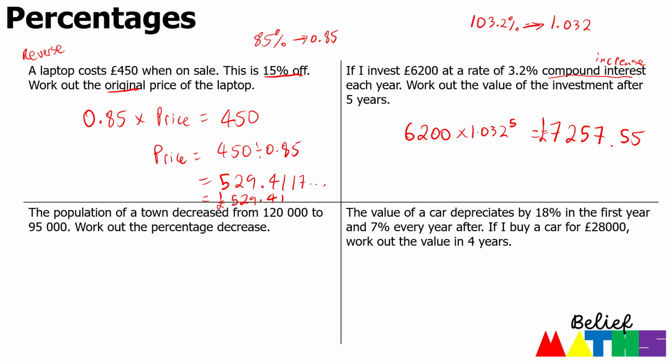Next one, population of a town decreased from 120,000 to 95,000. Work out the percentage decrease. Remember, percentage change is change over original times 100. So the change here is 25,000. That's how much we've decreased by, over the original, which is 120,000. And then to make it into a percentage, times it by 100. And when we work that out, we end up with 20.83.